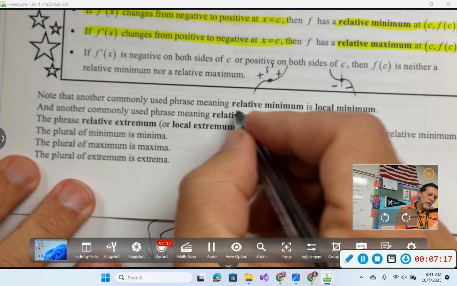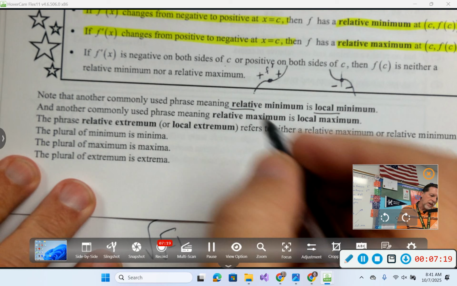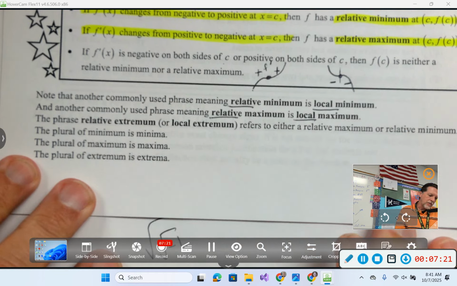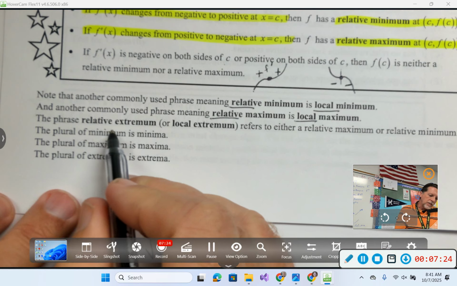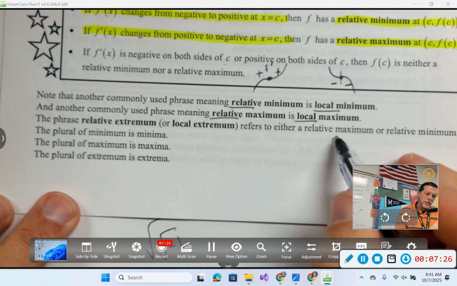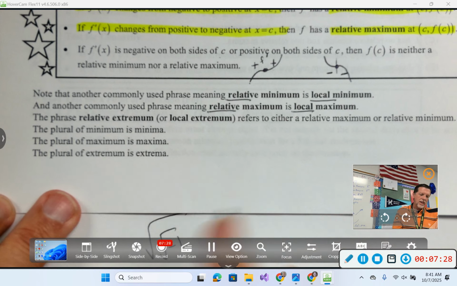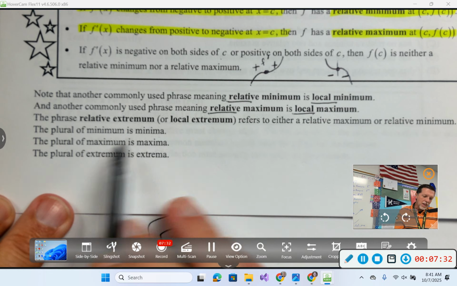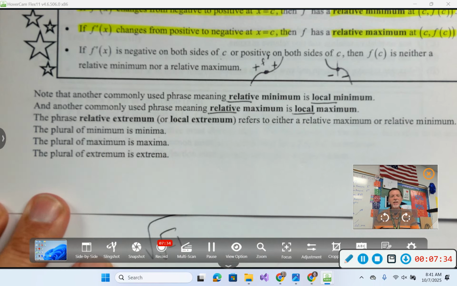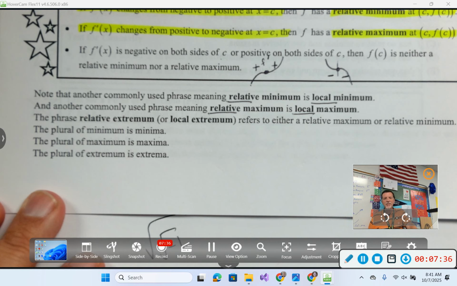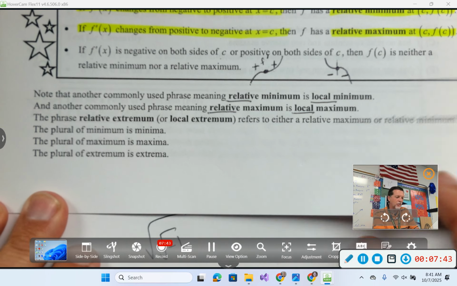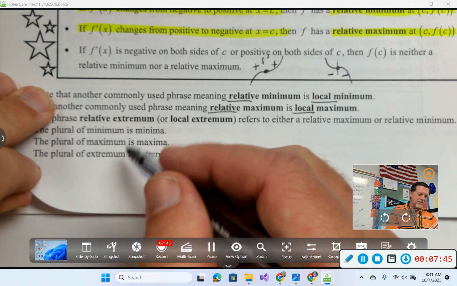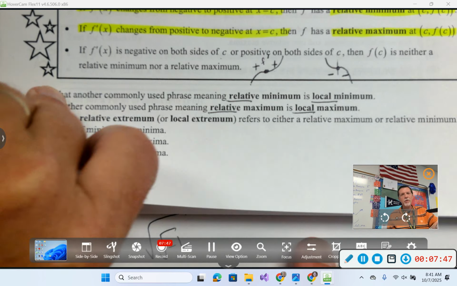We've talked about relative and local meaning the same thing. Relative max, local max, those are the same thing. Relative extremum, local extremum refers to either a max or a min. And then just some notes here. The plural of minimum is minima. The plural of maximum is maxima. The plural of extremum is extrema. I'm not going to take off if you say minimums, or extremums. That's fine. But if you want to sound fancy, use the correct plural.